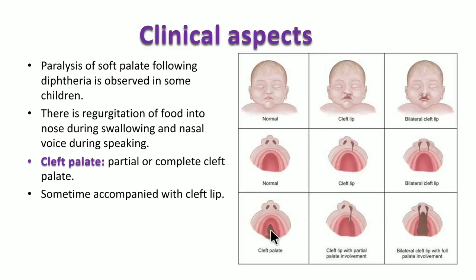So here only the posterior part, the soft palate, is involved. This is posterior cleft deformity. This is anterior cleft deformity. This is complete cleft palate. The whole palate is completely cleaved and associated with the cleft lip, that too bilaterally. So this is very severe, or 4th degree, of the cleft palate. Okay, so that is all for the palate today. And thank you very much for your patient listening.